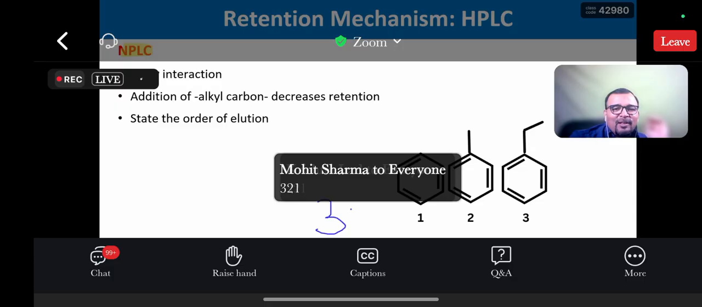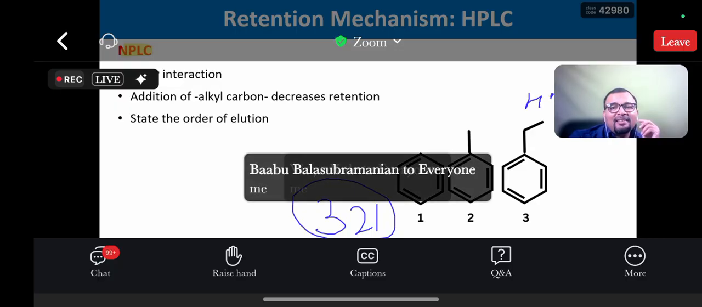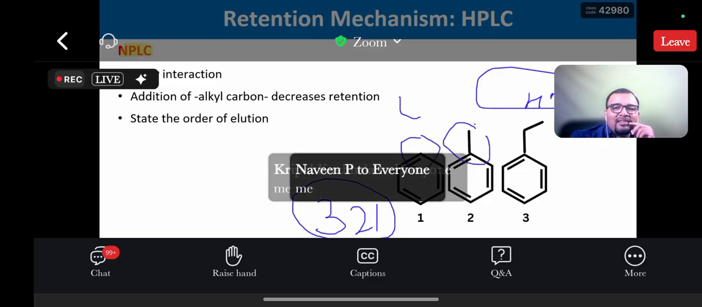How many of you got 3 to 1, by the way? Type in "me" in the comment box. 3 to 1. This is highly non-polar, right? And because of that, it elutes fast. Then comes this, and then comes the late eluting one. This is moderate.